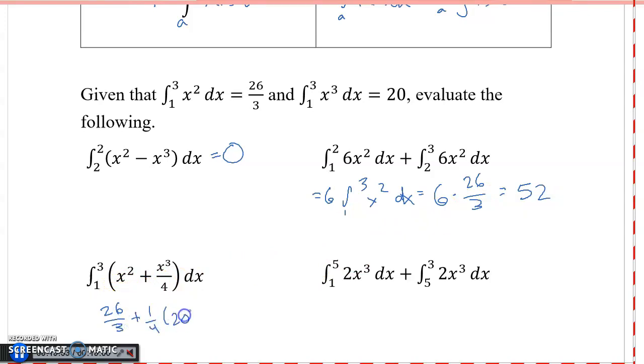All right, and then here we have basically 26 thirds plus 1/4 of 20, right? So that's going to be 5. 26 thirds plus 5. 5 is 15 thirds, so this is going to be 41 thirds. And then lastly, from 1 to 5 and 5 to 3, that's the same thing as 1 to 3, right? So we're going to factor out that 2, go from 1 to 3. That's a cubed. So that's going to be 2 times 20, which is 4.